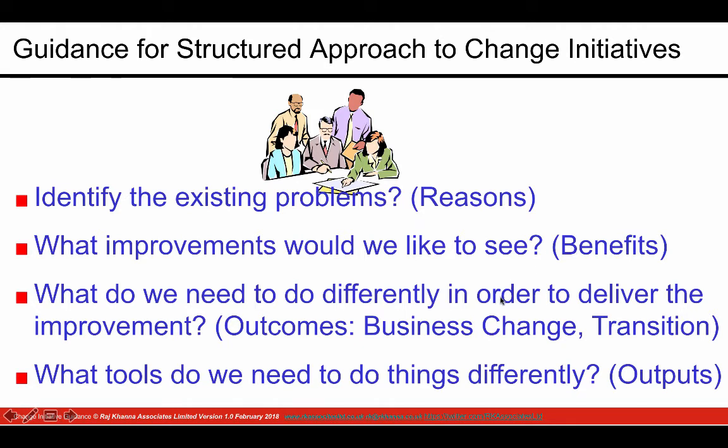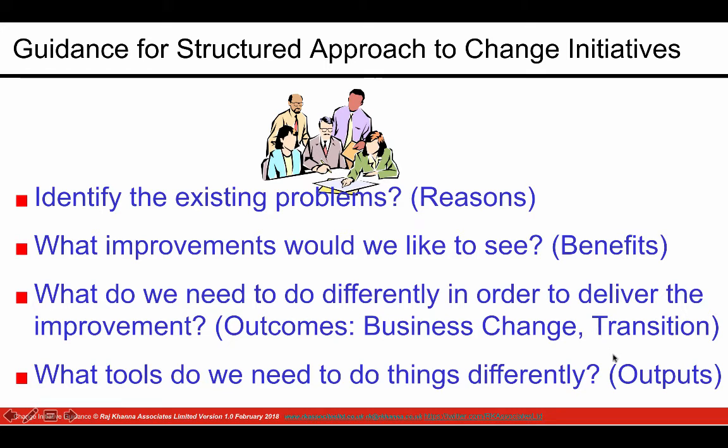What do we need to do differently? Well, we have to change the way that we actually work. Instead of ordering online or using a phone call, we're actually going to change that process. So what is it? They are referred to as outcomes. An outcome is a verb. People are now treating or doing things differently. Also referred to as business change or transition.